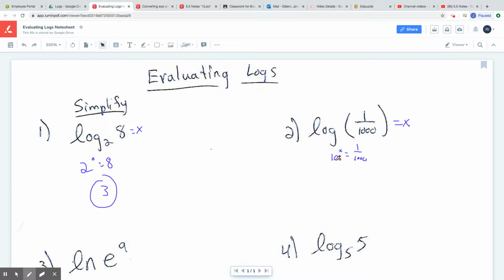All right, so 10 to what power gives you 1,000? Well, it's 3, but 10 cubed is not going to be 1 over 1,000. It's 10 to the negative third that is going to be 1 over 1,000, right? 10 to the negative third is the same thing as 1 over 10 cubed, which is the same thing as 1 over 1,000. So if you see a fraction like that, the exponent is going to end up being negative.